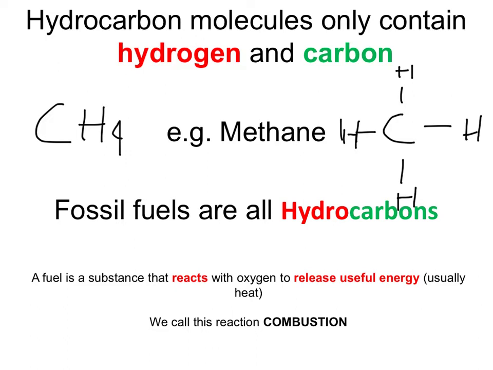Each of the fossil fuels are hydrocarbons, which means they only contain hydrogen and carbon. Different hydrocarbons have different numbers of carbon and hydrogen, which means they have different chain lengths. The use we have for fossil fuels is basically a chemical reaction called combustion, which is where a fuel substance reacts with oxygen to release useful energy, usually in the form of heat.